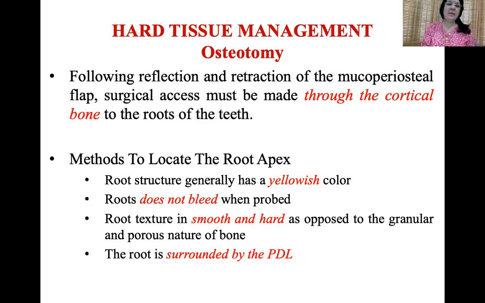Okay, and once you have reached the root, you should be able to identify that it is a root. Now, how will you know that it is a root and not bone? These are the following points. You should always remember that the root will be yellowish. It will not bleed. Even if you probe it, it will not bleed. It will be smooth and hard and will be surrounded by periodontal ligament. Okay.